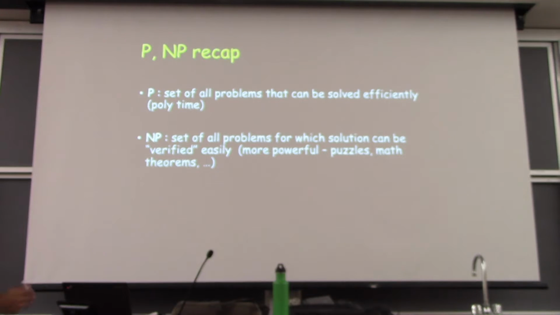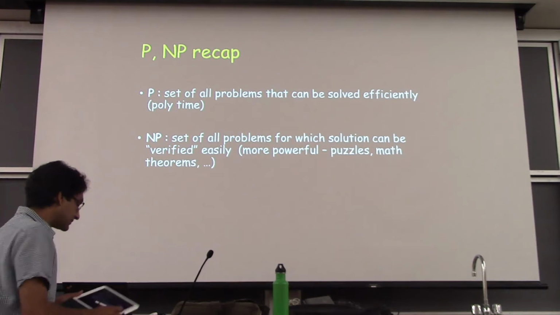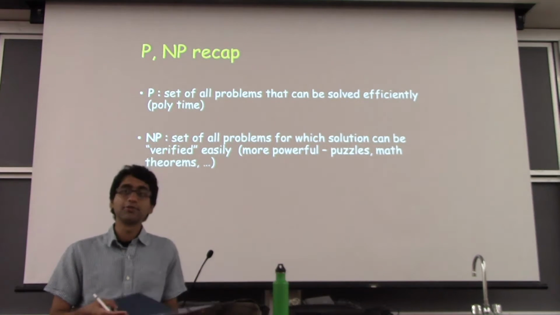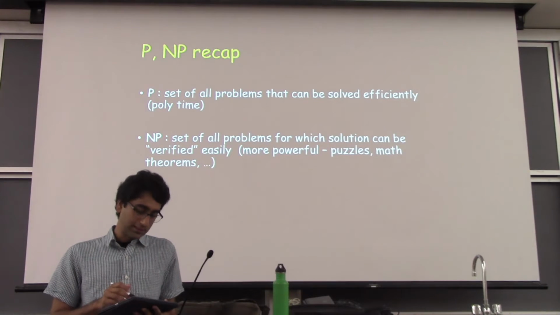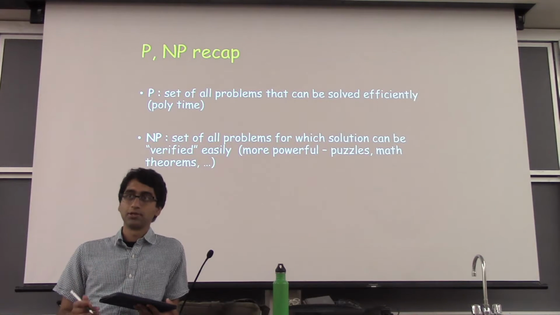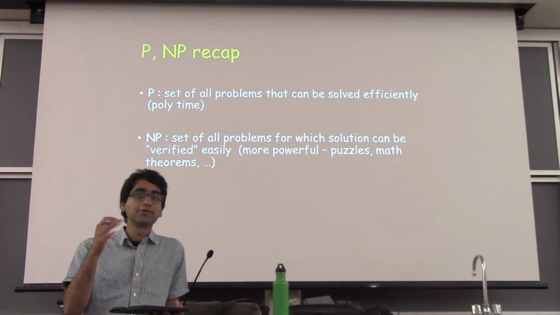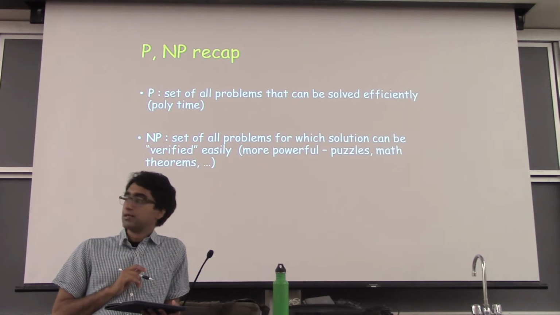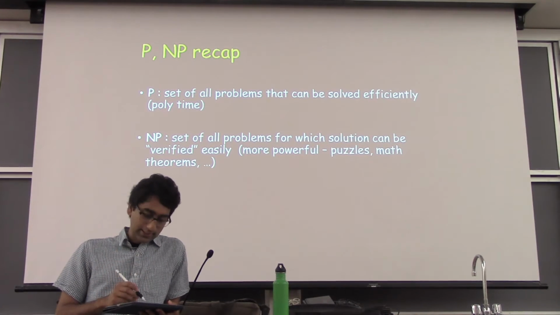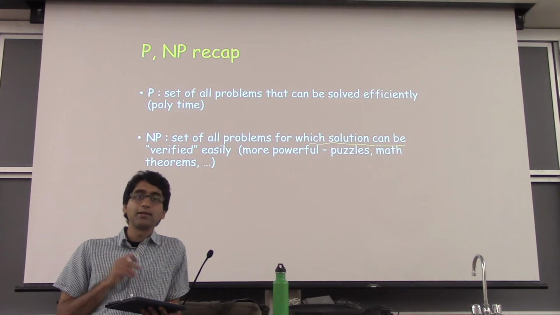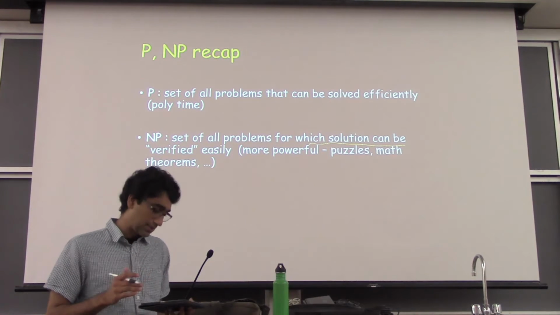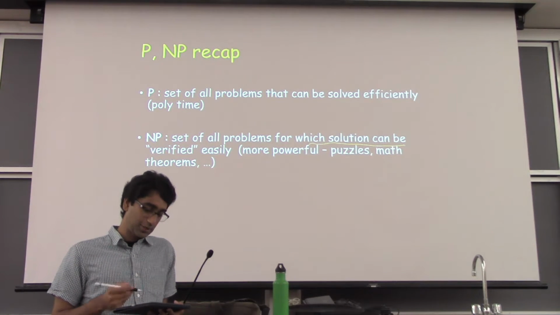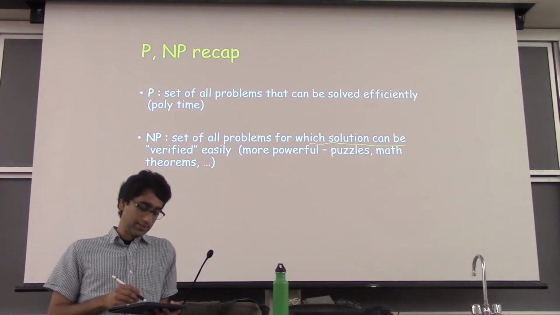Alright, let's recap quickly what P and NP were. We said that P is the set of all problems that can be solved efficiently, in polynomial time. Here we are talking about actually solving the problem. And NP is the set of all problems for which, given a solution, you can verify it in polynomial time. That is what NP is, and this is an informal definition.